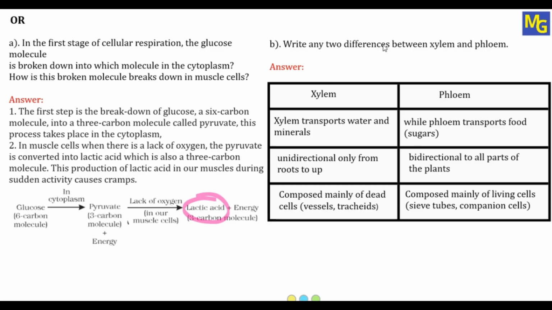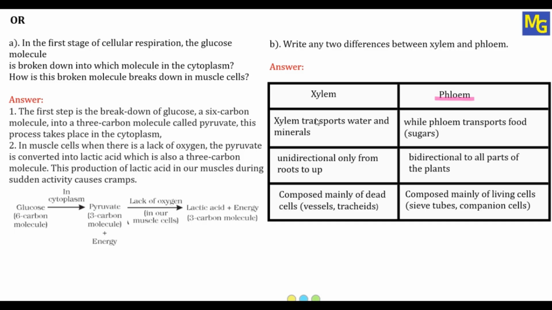Now we will see B. Write any two differences between xylem and phloem. So xylem and phloem are the complex tissues which are present in the plant, and we have to tell the differences. Whenever differences or such types of questions are asked, try to write the answers in a box, in columns, so that it will be easy to compare the differences. So on one side I wrote xylem, on the other side I wrote phloem.